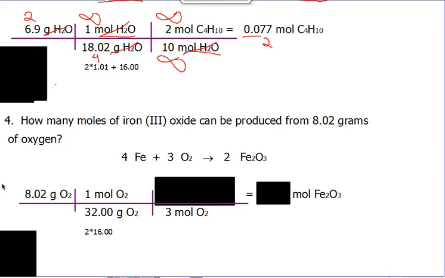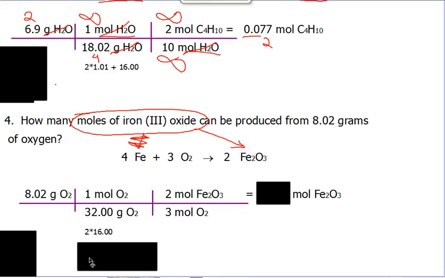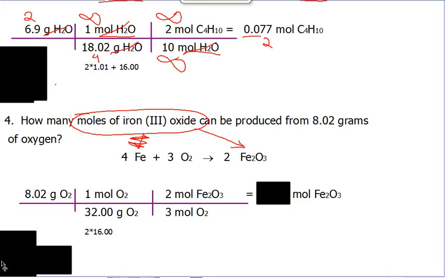Once you get to that, hey, my moles are now on the bottom step, this is where you can convert to something else. What are we trying to convert to in this question? Yeah. We're trying to convert to iron oxide. Is that Fe or is that Fe2O3? Yeah, not this one. Right. So we're trying to find that. So this is probably 2 moles of iron oxide. All right. So we divide by 32, multiply 2, divide by 3.